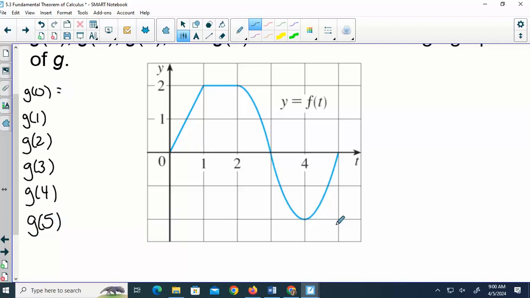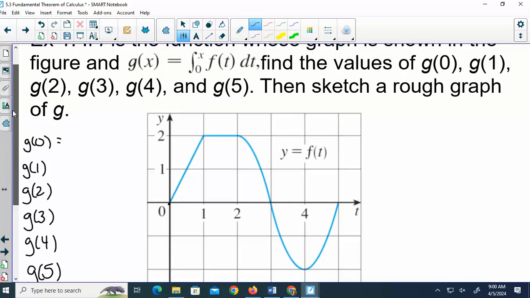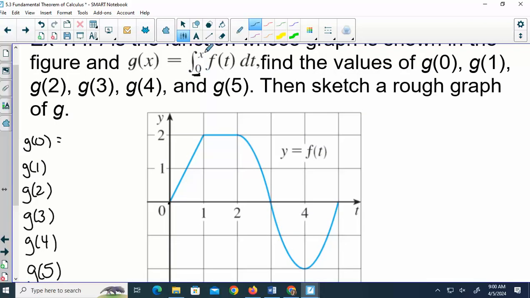So the function is f, but if G is equal to the integral, an integral means the area under the curve. So when I say the G of 0, I'm saying the area under this curve. We are starting at 0 and ending at 0. What happens if you start and stop at the same point? What's your area? 0.